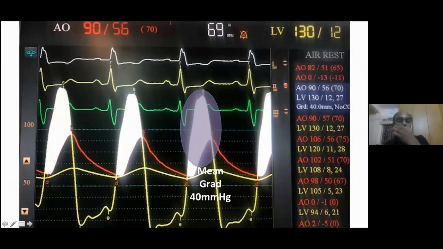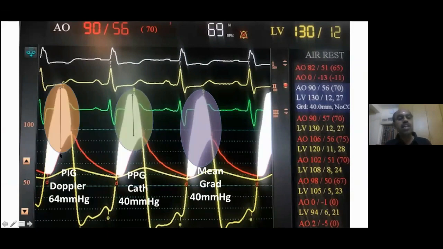We need to understand certain concepts. What you record in echocardiography is peak instantaneous gradient. At one particular given instant, what is the peak gradient? That is peak instantaneous gradient, and peak instantaneous gradient on echocardiography of more than 64 millimeters of mercury is considered severe aortic stenosis. What we get in cardiac catheterization is peak to peak gradient. Peak to peak gradient of more than 50 millimeters of mercury is actually called severe aortic stenosis for hemodynamic indications.